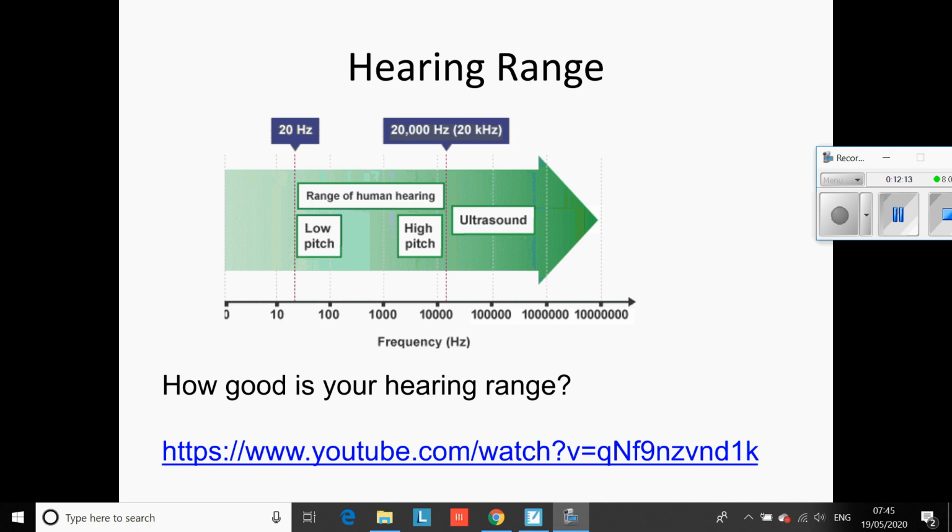That's about 5,000, so about a quarter of the range now. That's 10,859 hertz. So again, very high pitch. You probably still can hear that.